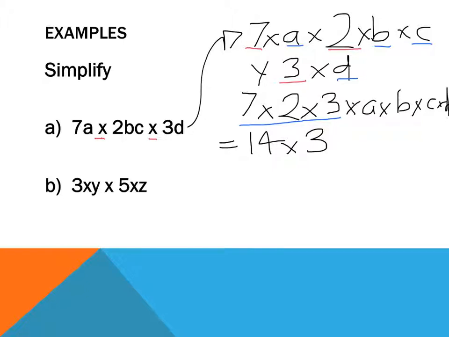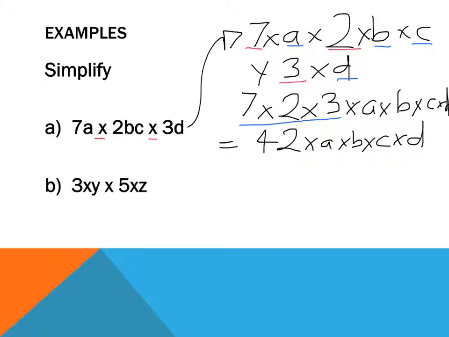I don't know my 14 times tables, but I can look at it carefully and break it down or partition it. 14 is a 10 and a 4. So 3 times 10 is 30. 3 times 4 is 12. 30 plus 12 is 42. So a quick way to work out 14 times 3 is 42. Then I'm left with 42 times A times B times C times D.